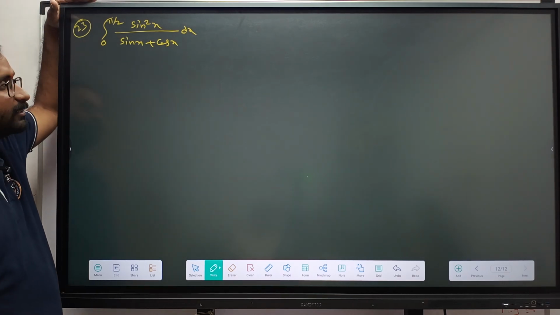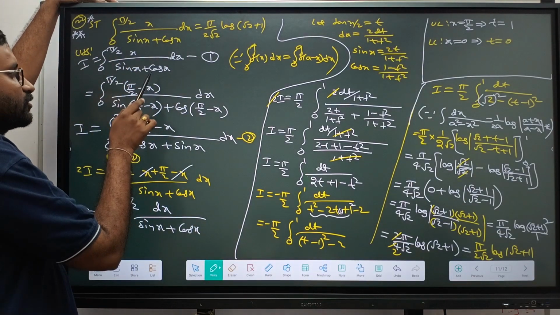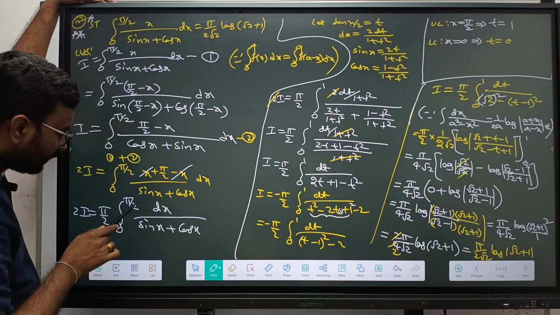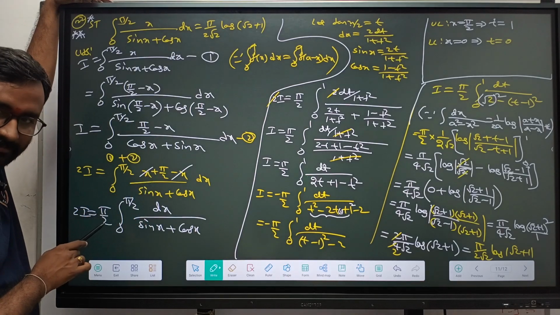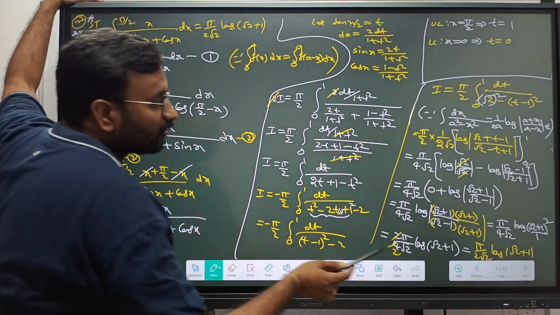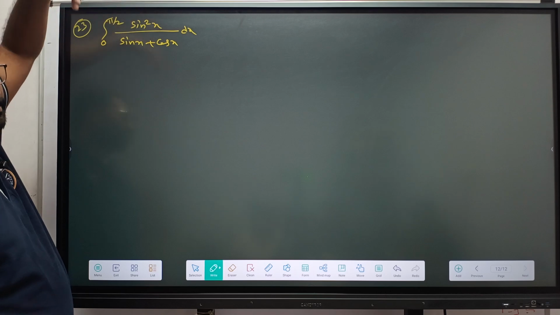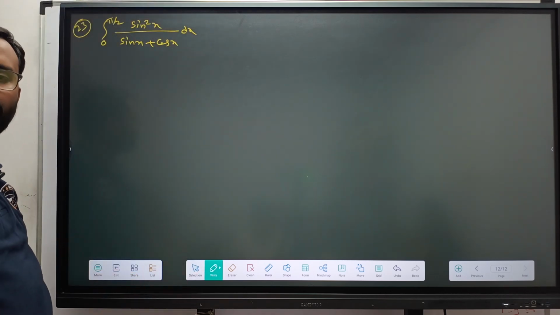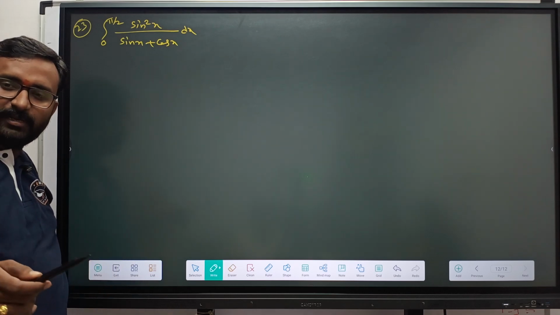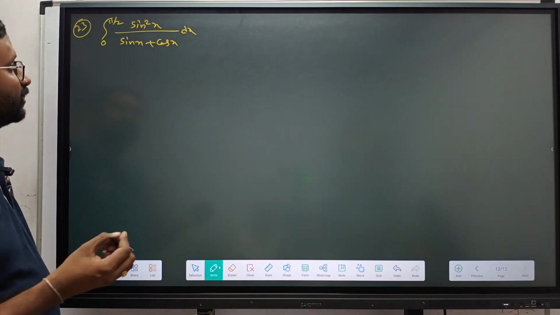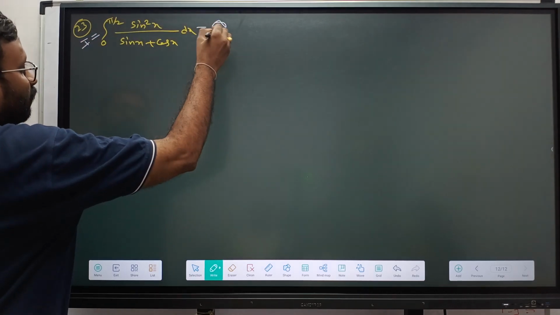Why? Because after substitution of the property, again here pi by 2 was left there. But if you write in this, pi by 2 will not be left. Why? Because sin square theta plus cos square theta will be 1. Pi by 2 will be vanished. For this question, the answer will be similar, but pi will not exist. Okay. Let I equal to this, equation number 1.